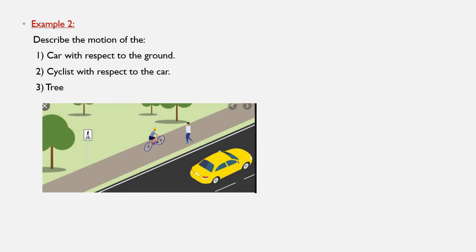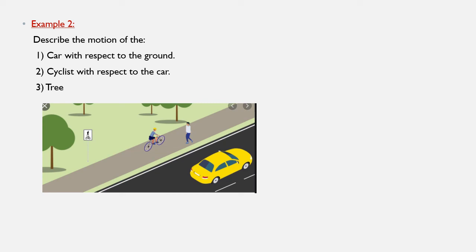So we have to follow two steps in order to answer. The first step, we have to determine the reference. The second step, see the distance between the reference and the object. In part 1, our reference here is the ground. The distance between the car and the ground varies because the car is moving. Then the car is considered to be in motion with respect to the ground.